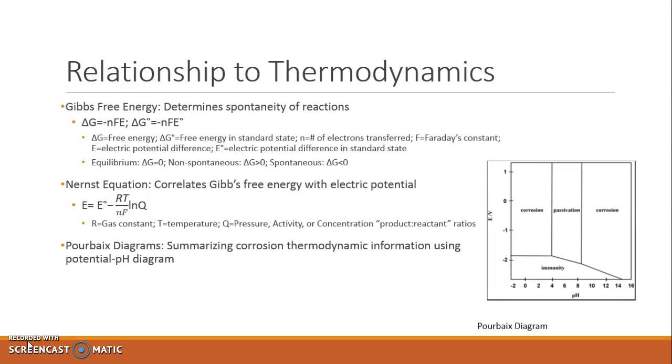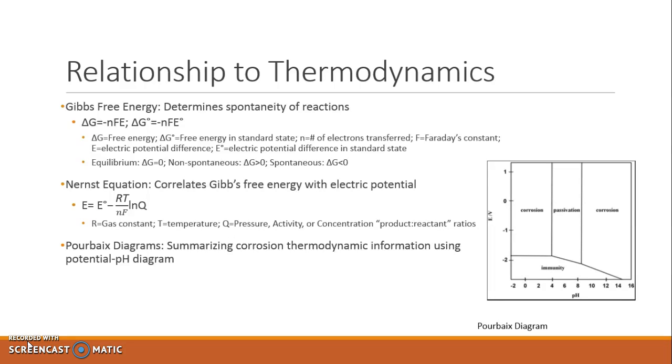Nernst's equation tells us how the cell potential varies with certain conditions. It allows us to relate the cell potential at any state to the cell potential at a standard state and to the products and reactants of the electrochemical reaction.